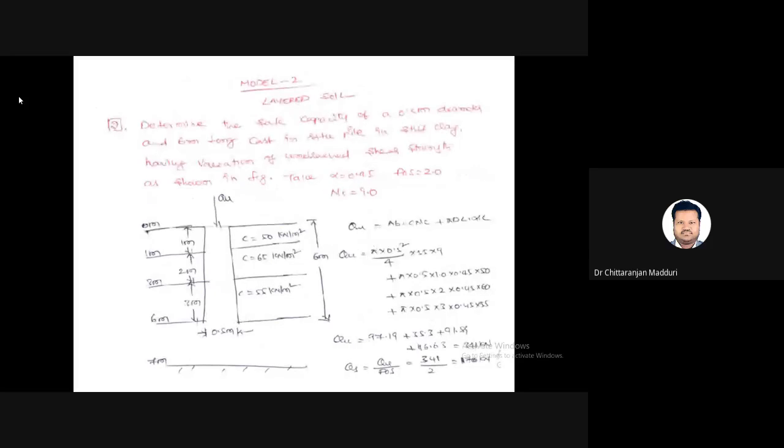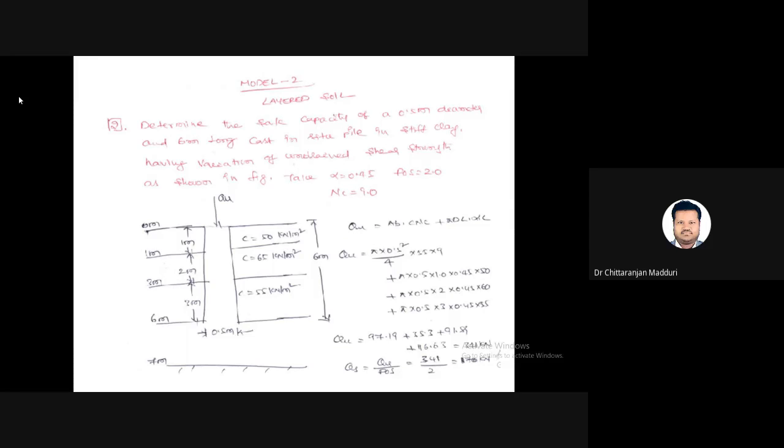So, layered soils. The second model is layered soil. That means the properties of soil change; it is not uniform from top to bottom of the pile. The cohesion at top is equal to 50 kN per meter square, at middle cohesion equal to 65 kN per meter square, and at the bottom of the pile cohesion equal to 55 kN per meter square. The remaining properties are also given: adhesion factor equal to 0.45, factor of safety equal to 2.0, Nc equal to 9.0. We need to find the ultimate load carrying capacity of the pile.